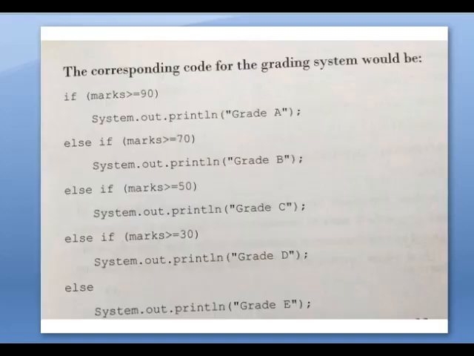So the corresponding code will be like this. If the mark is greater than 90, system.out.println of the grade is A. If the mark is greater than or equal to 70, then B. Like this we have to write all the conditions. If the condition is satisfied, it will go to the statement just below the condition. If it is false, it will go and check the other conditions.